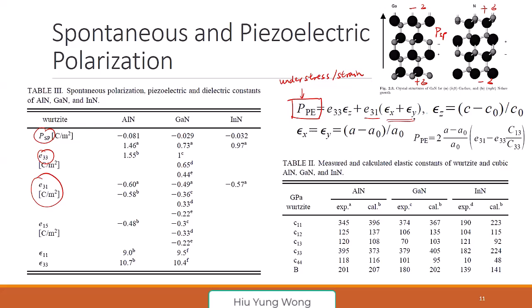But let's go back. What is strain? We learned that before, remember? We did learn that before in silicon germanium, in FinFET. It is just the new lattice constant, C.